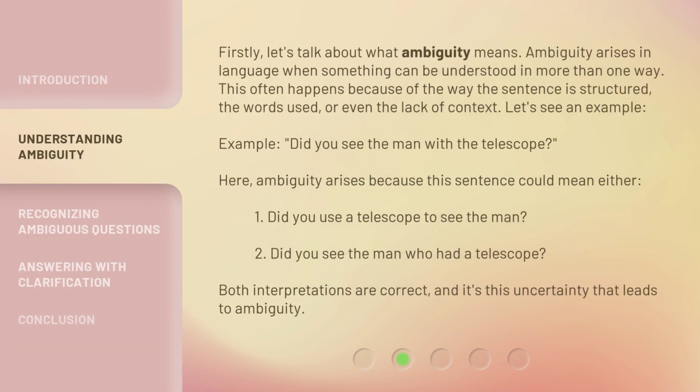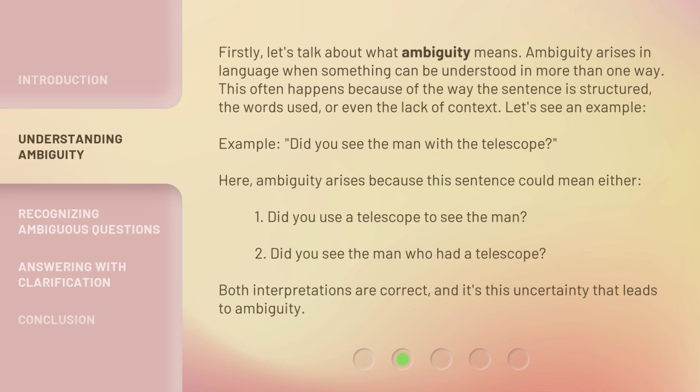Firstly, let's talk about what ambiguity means. Ambiguity arises in language when something can be understood in more than one way. This often happens because of the way the sentence is structured, the words used, or even the lack of context.